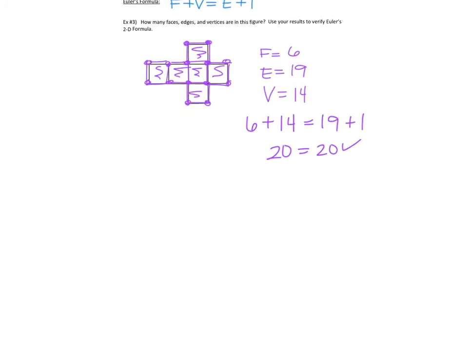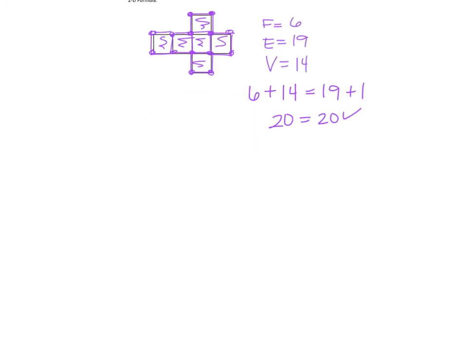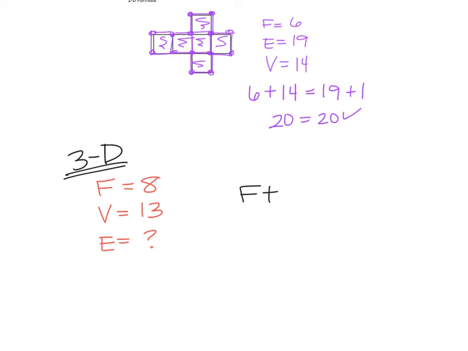Okay, so I have one last thing for you, because this is the other thing I should have put on here and I didn't. It's easy. What if I tell you this then? You have a figure with 8 faces, 13 vertices, and I want to know how many edges if it is a 3-dimensional figure. Okay, so first of all, for a 3D figure, what's your formula? F plus V equals E plus 2. Okay, so if I want to solve for E, I'm going to plug in what I know.